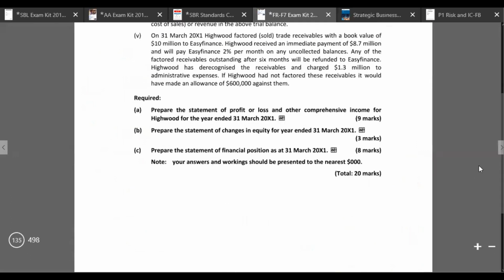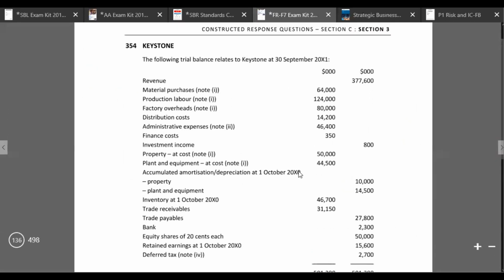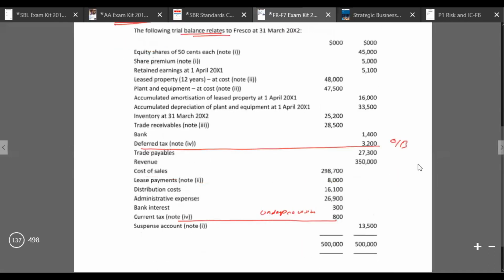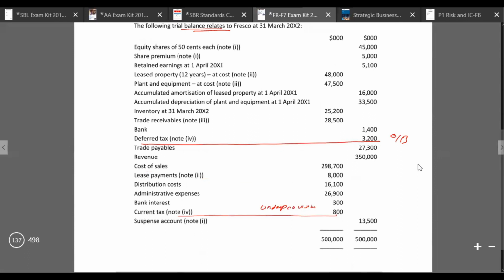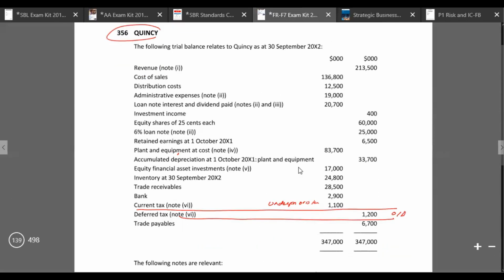Okay, now the next question will be Keystone. Do we have anything related to the financial instrument in this question? Yeah, unfortunately, no. So we're going to skip it. Then you have the Fresco. Okay, let me see. Do we have anything? No. Even in this, we do not have the financial instruments. Now the Quincy. Yeah, here we go.